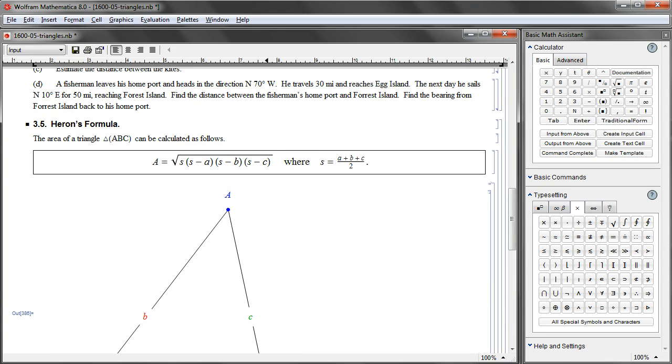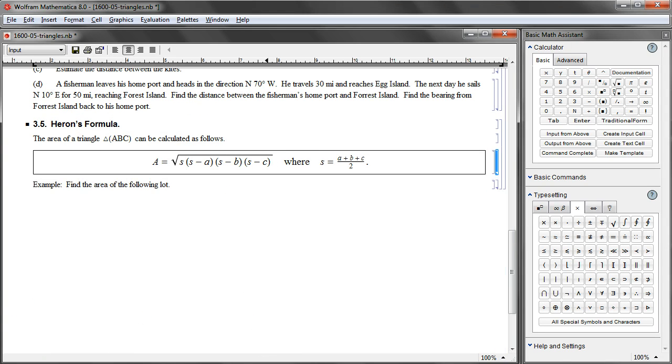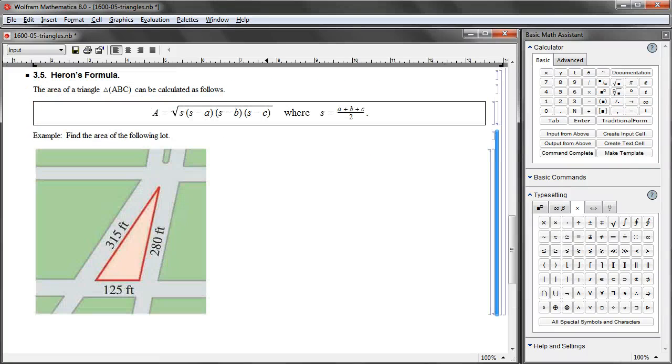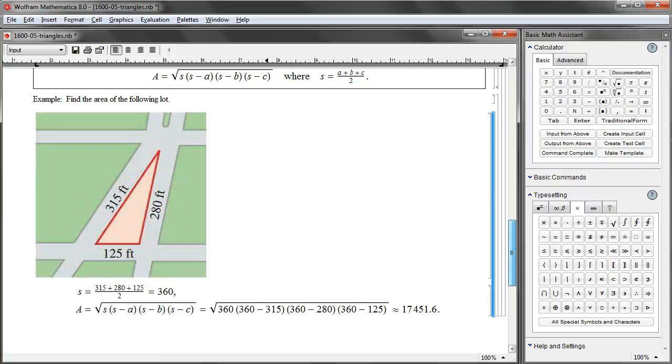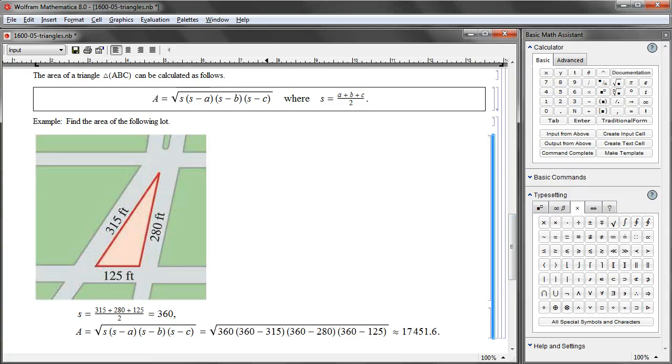S is half of the perimeter, a plus b plus c over 2. And according to that, we can find out the area of a triangle when three sides are known from this formula, which is called Heron's formula. For example, you can find out the area of this kind of lot by Heron's formula. All you have to do is plug in A is 125, B is 280, C is 315, calculate this half perimeter and then plug everything into Heron's formula. You can name A, B, C differently, but as long as you cover 315, 280, and 125, you're going to get the same answer.